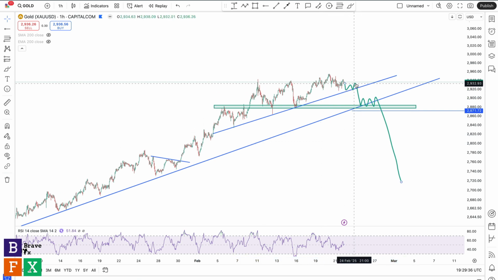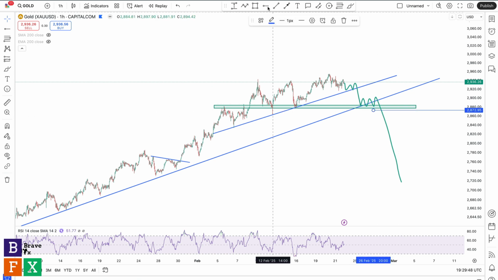So wait for a consolidation. It takes out this trend line first, goes down, consolidates on this area of value and this trend line and takes it out. Then this would be your confirmation to go short. Entering would be after the breakout. Stop loss would be above the consolidation of the breakout.